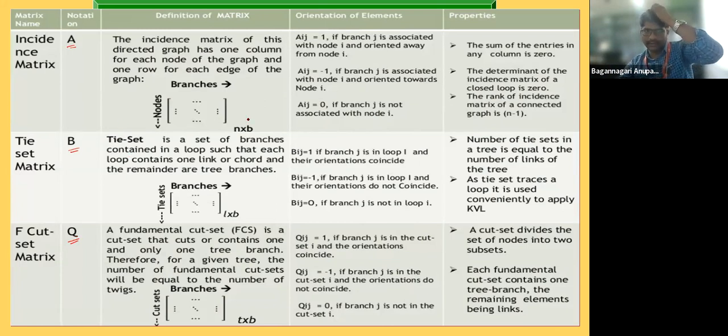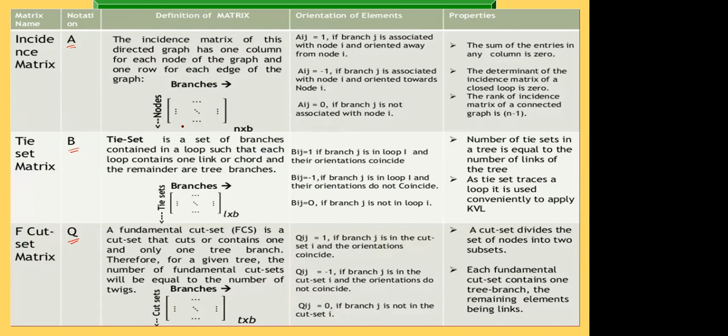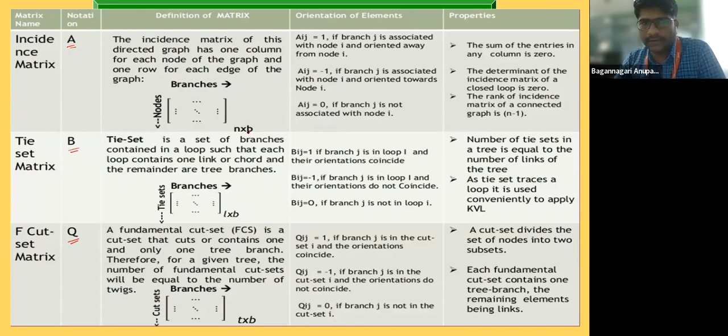And what's the rank of the matrix? And what defines the number of rows and number of columns? Definitely, the number of rows is defined by the nodes in an incidence matrix. However, in all three you have a commonality: the columns are given by the number of branches. In a Tieset matrix, the number of loops defines the number of rows, and in a Cutset matrix, the number of Cutsets defines the number of rows. We also have some formulas for that. We already discussed how to find the number of links, the number of branches, and the number of nodes.